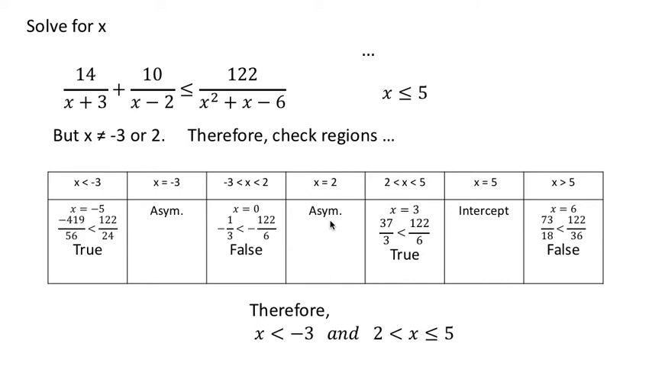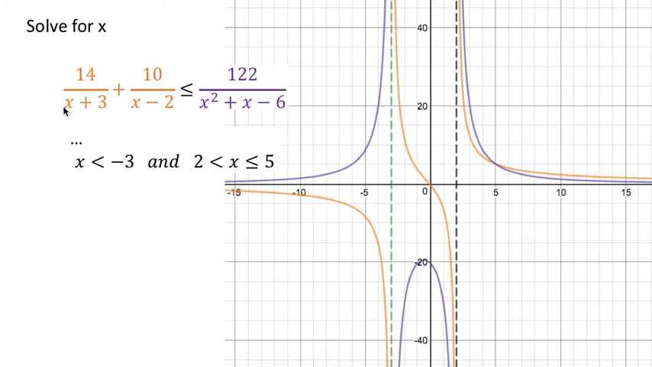What does that look like? What does that mean? Again, the left-hand side is orange, the right-hand side is purple. Here we've got a less than or equal sign. So when is the orange underneath the purple? Over here it's underneath, so that's less than negative 3. And above, from this line here, from the asymptote up to 5, it's underneath. So there are two times when the orange is underneath the purple, and that's what your answer has to reflect.